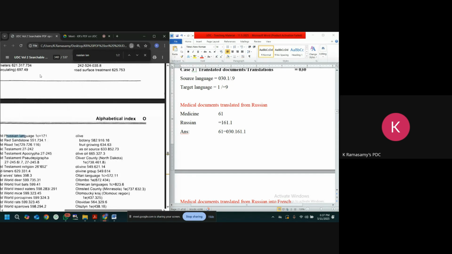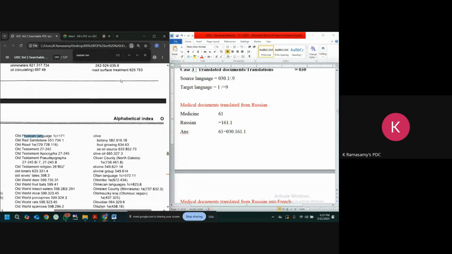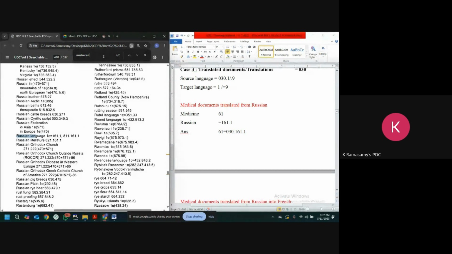So what is the answer for Russian language? Russian language 1C is equal to 161.1. I got the answer from the index, so I got the number for Russian. Now I need to mention that this particular document is not the original document.